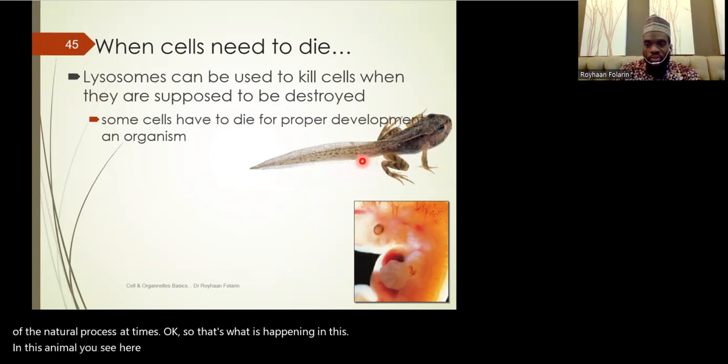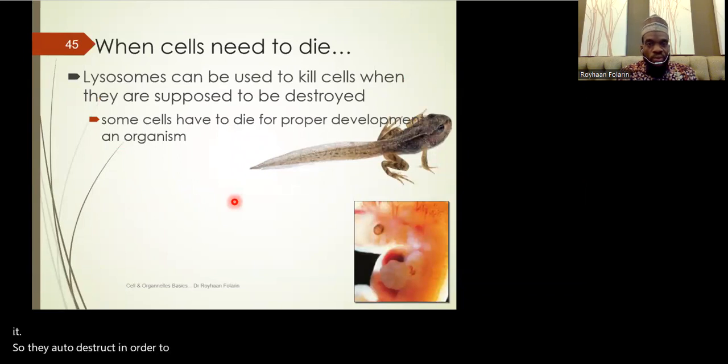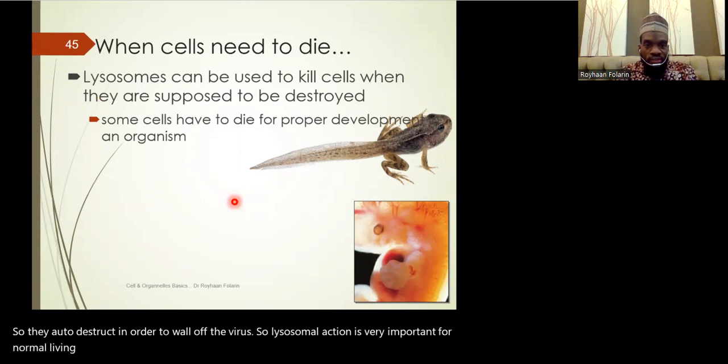Even the brown spots on leaves, at times, or maybe through virus infected plant cells, those ones also auto destruct, and even cells around it. So they auto destruct in order to wall off the virus. So lysosomal action is very important for normal living of the cell. So some cells have to die for the proper development of an organism.